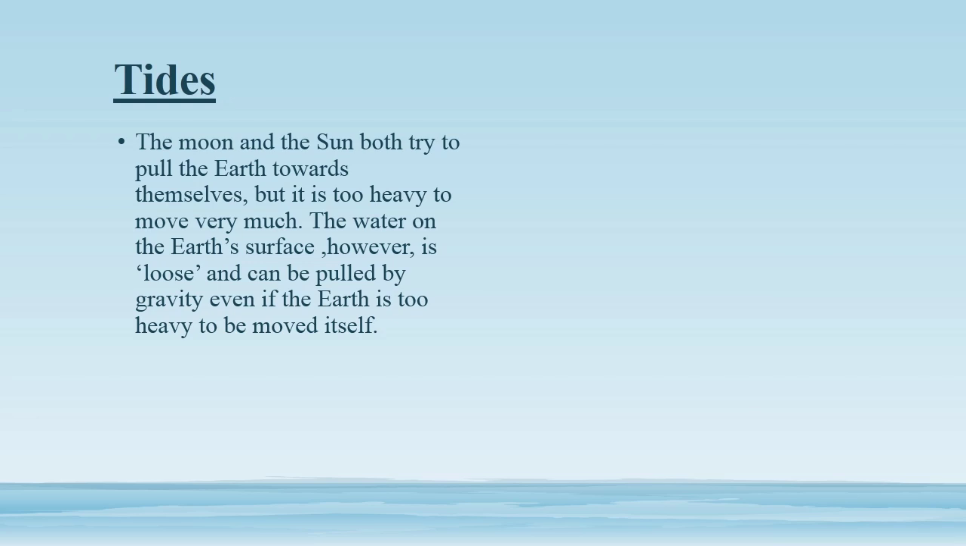The rising and falling of the surface of the ocean, caused twice daily by the attraction of the sun and the moon, is called tides. The moon and the sun both try to pull the earth towards themselves, but the earth is too heavy to be moved, whereas the water at the earth's surface is loose and can be pulled by gravity.